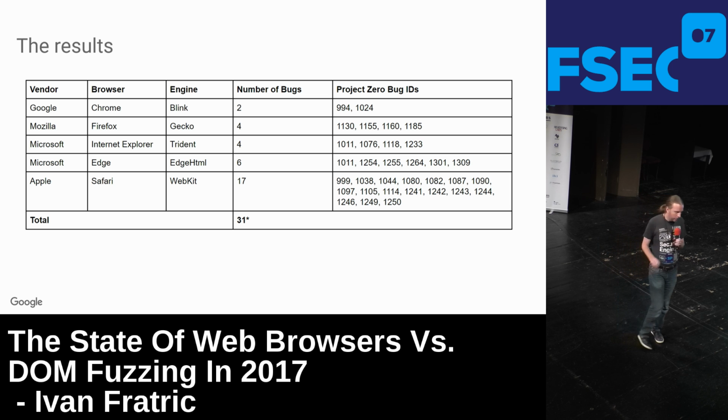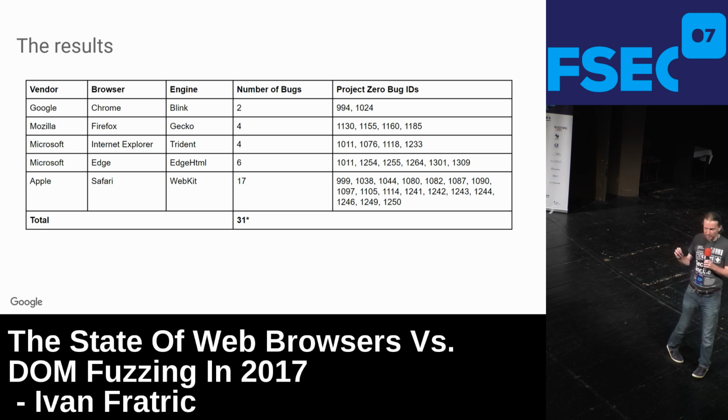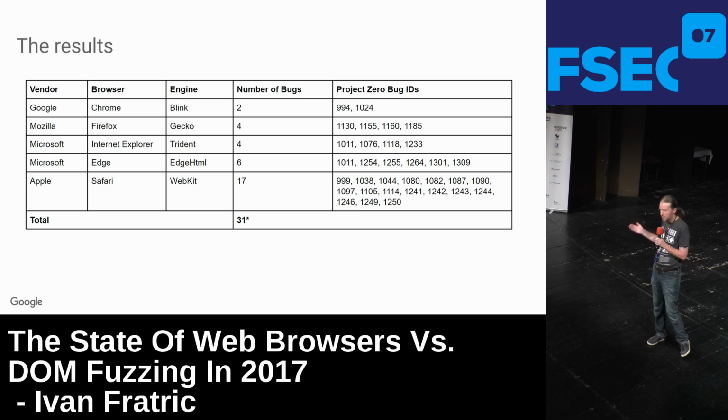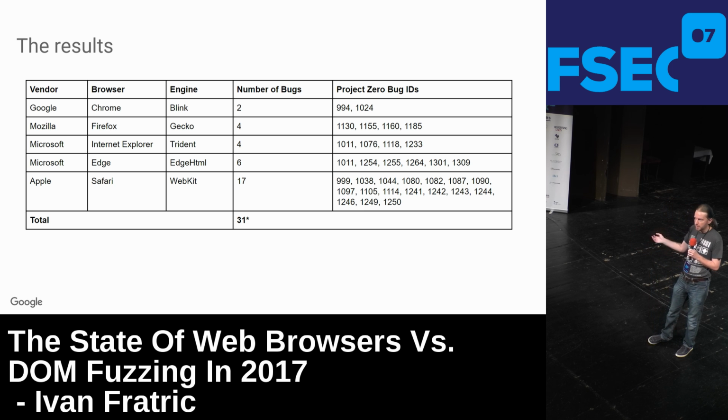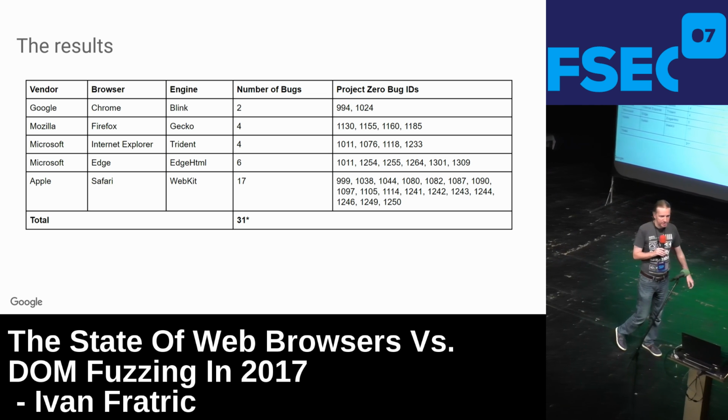And also only the bugs that affected the real released stable version of the browsers mentioned are counted here. So for example, if we fuzzed against a development build of the browser, we made sure that the bugs were actually working against a released version of the browser before counting them here. Right, so now let's look at the results.